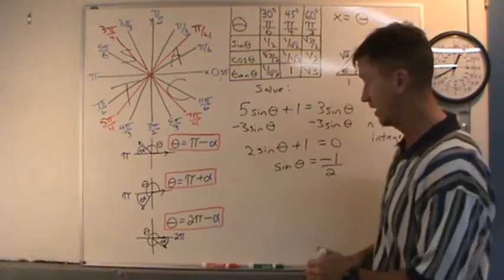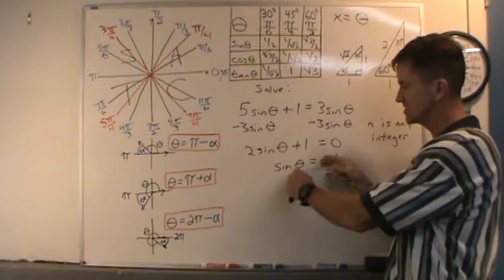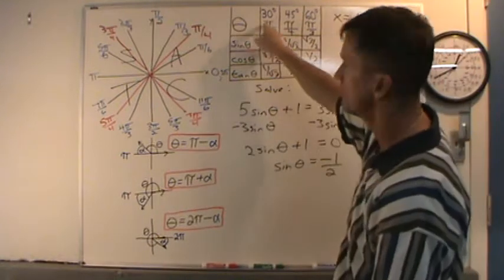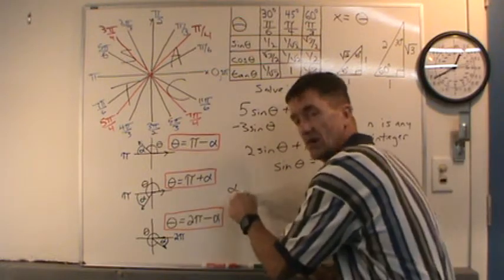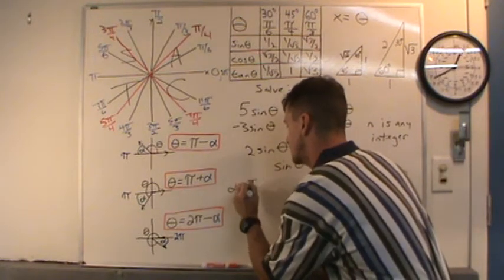So let's start out by finding the reference angle. I'm going to hide that negative sign. Where is sine of theta equal to 1/2? Pi over 6. So the reference angle for this problem, this Greek letter alpha, is pi over 6.